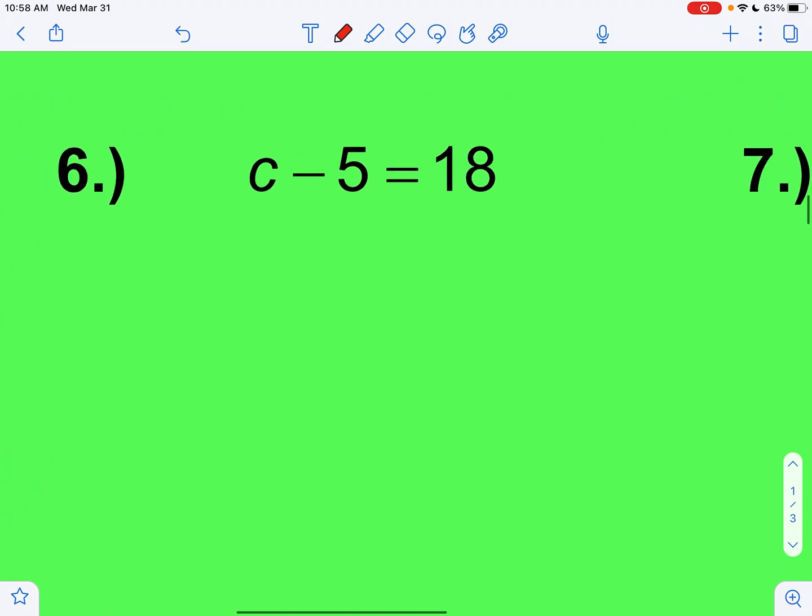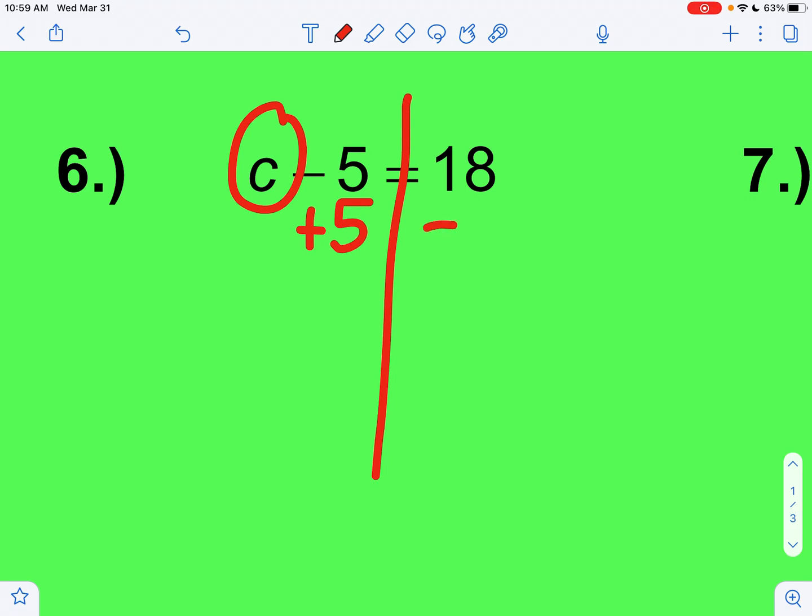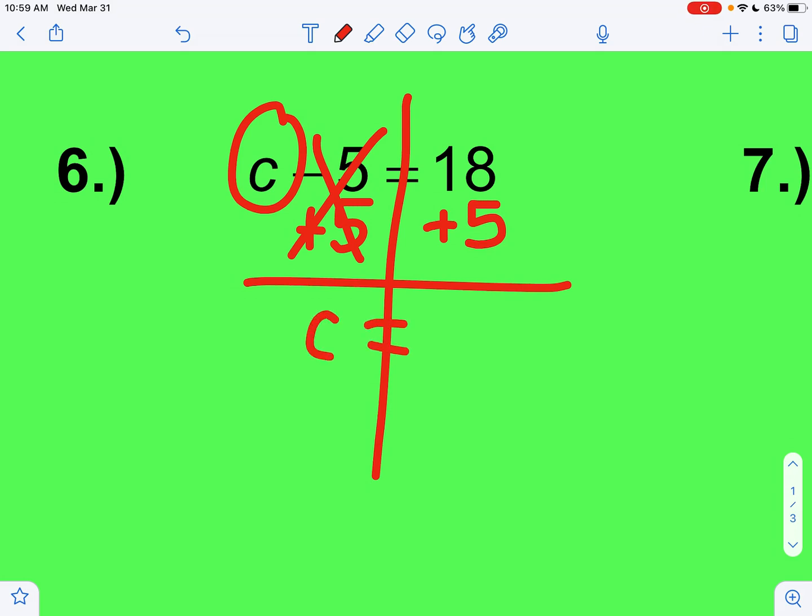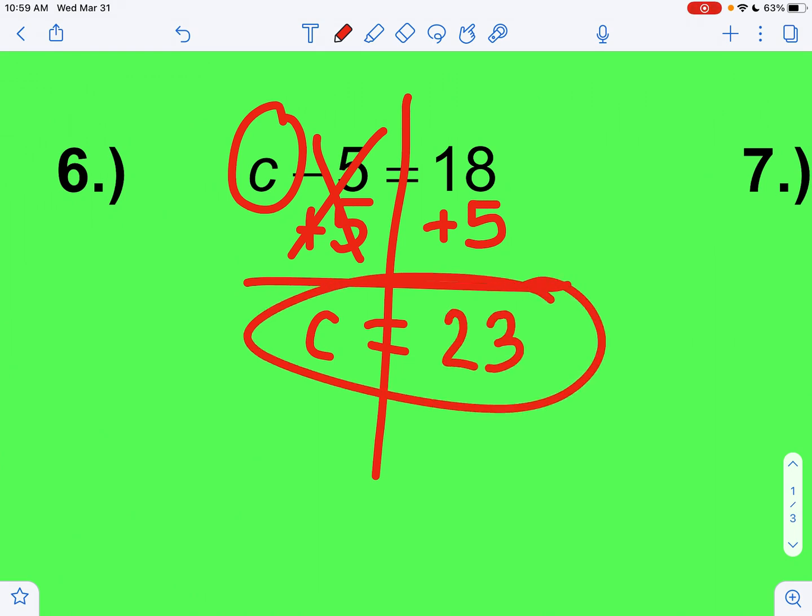Moving on to number 6. c minus 5 equals 18. Draw your line. We want c by itself, so we need to get rid of this minus 5. The opposite of minus 5 is add 5 to both sides. Our 5's cancel out. We're just left with c. 18 plus 5 is 23.